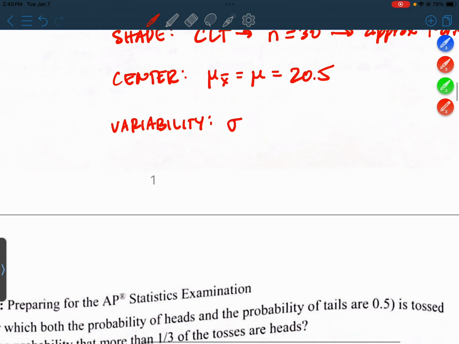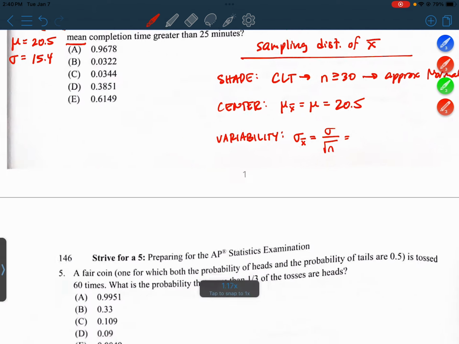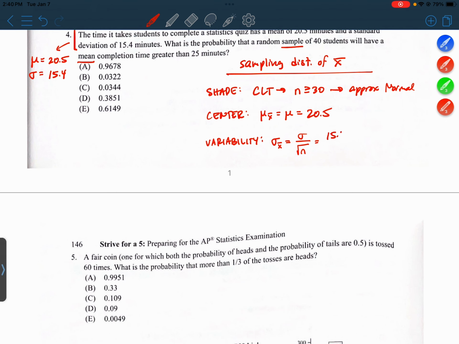The standard deviation of our sampling distribution is equal to the population SD divided by root n. So that's going to be 15.4 divided by the square root of 40, and that is approximately 2.43. So now that we know the shape, the center, and the variability, let's make a sketch.